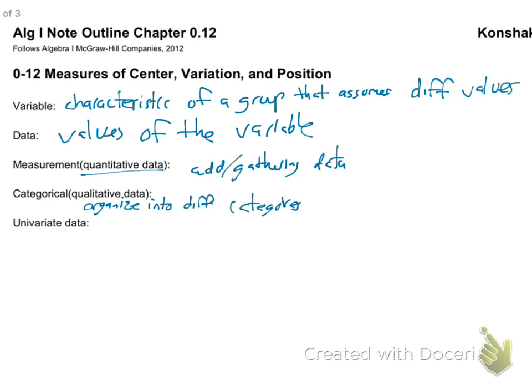And univariate data is data in one variable. So we're not using several different types of information or variables. Everything's based off one type of variable.